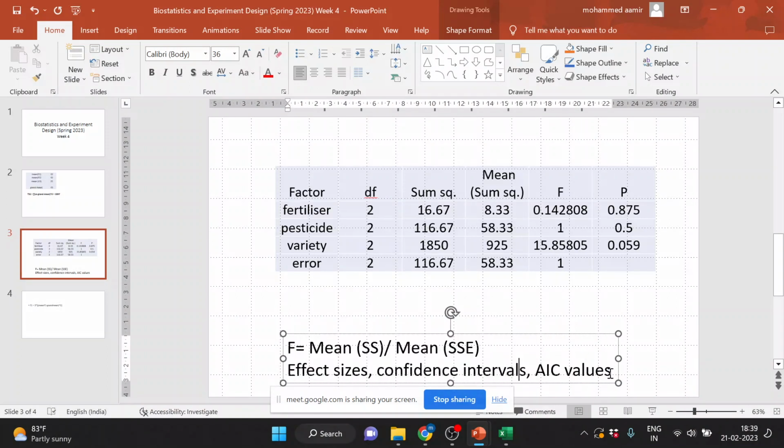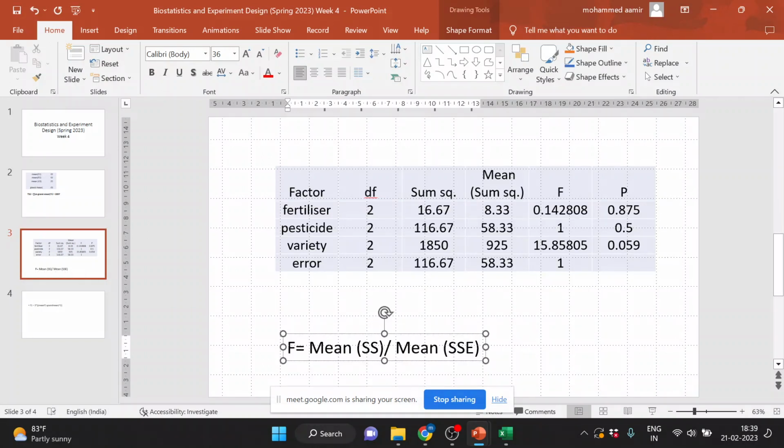Sir, the F value right now is 8.33 by 58.33, right? Fertilizer by error. That's why I get 0.1428. Yes. So 925 by 58.33 is 15.85. That's how I can calculate it, right? Yes. Okay.